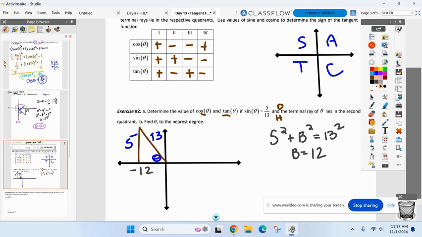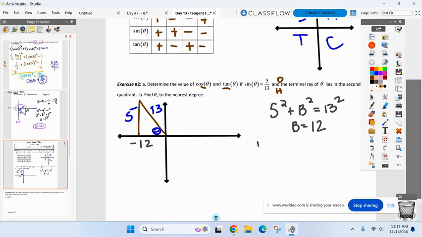What do you know about those two values? Cosine and tangent in the second quadrant. Negative. All right, Gianna found it first. If you guys didn't find that, you should notice in your answer too. Here we go. Cosine. Here's part A.